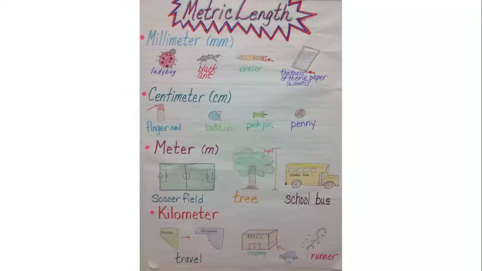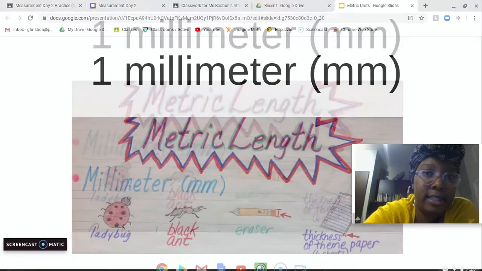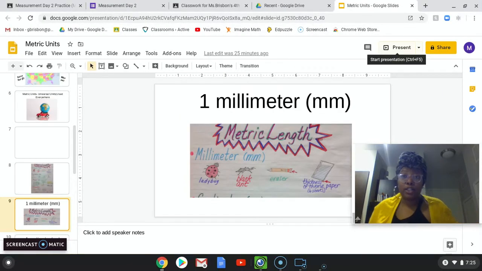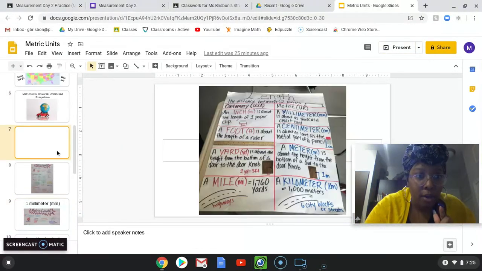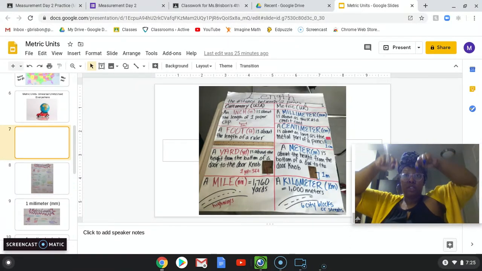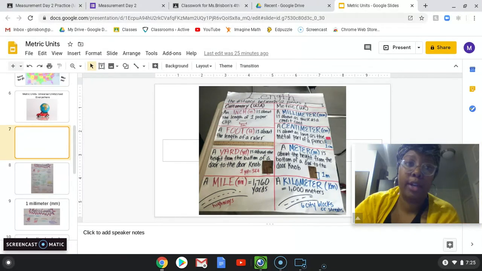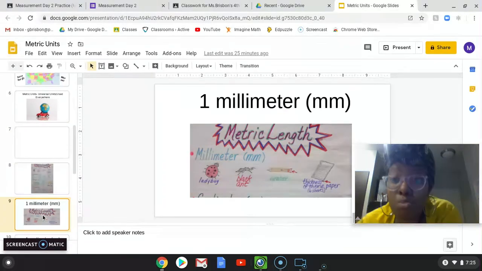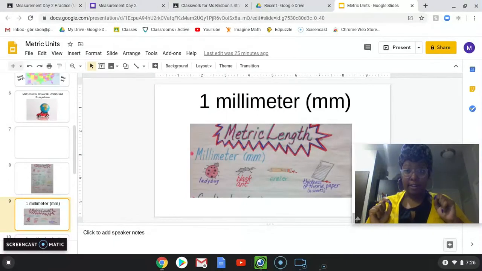These are some examples of metric length. So we're going to do step by step again, just like yesterday. Okay, so a millimeter is the smallest. One thing I forgot to note about this chart is that at the top are the smallest units, and it goes down and gets larger, okay? So a millimeter is the smallest metric unit that you're responsible for in 4th grade. Our reference is the teeny ladybug, okay? A teeny black ant is an example of a millimeter.